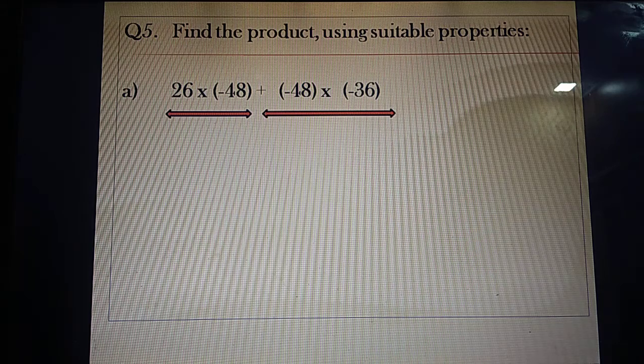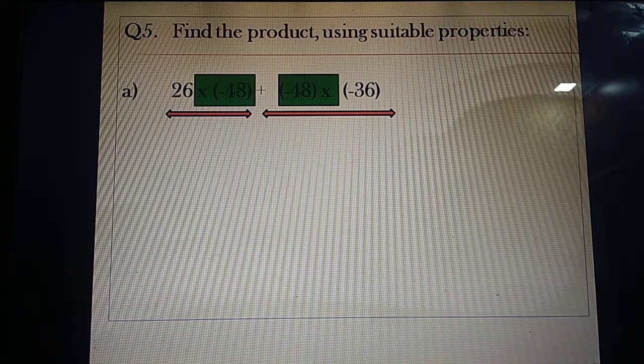Now in both the terms, which value is common? What are the things which are common in both the terms? Yes, the shaded part is common. Now in the shaded part, whatever part is shaded, we will write it only once. And whatever is left that is not shaded, you will write in the bracket. So first you will see 26 is there, then plus and then minus 36.